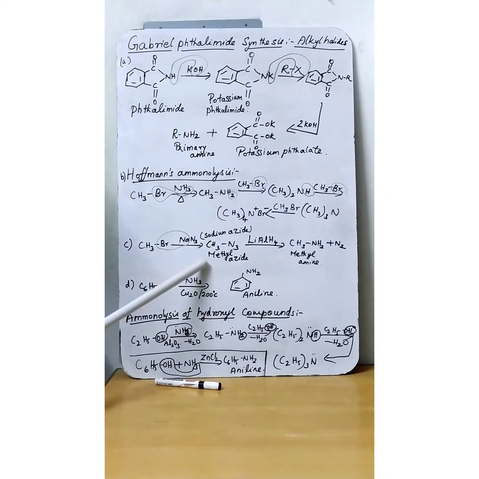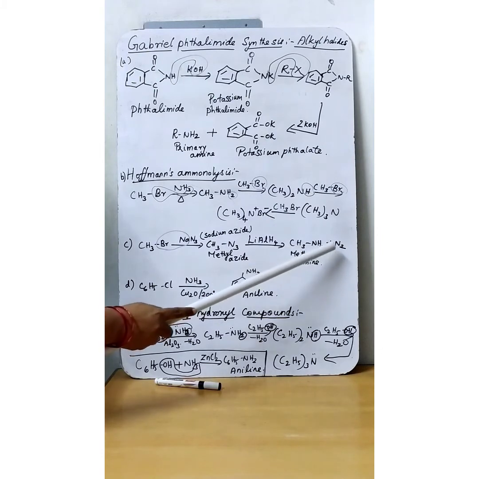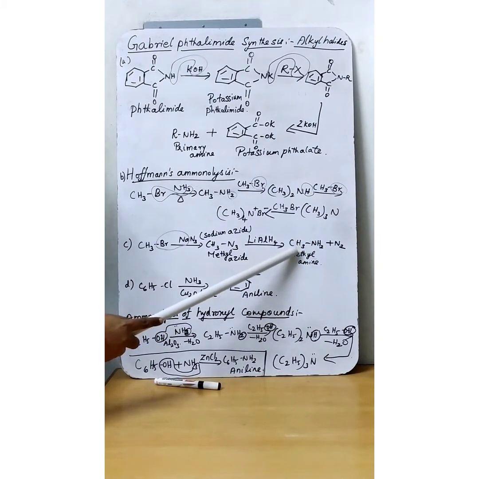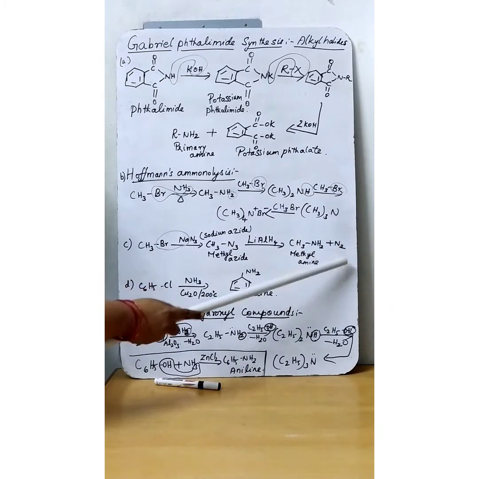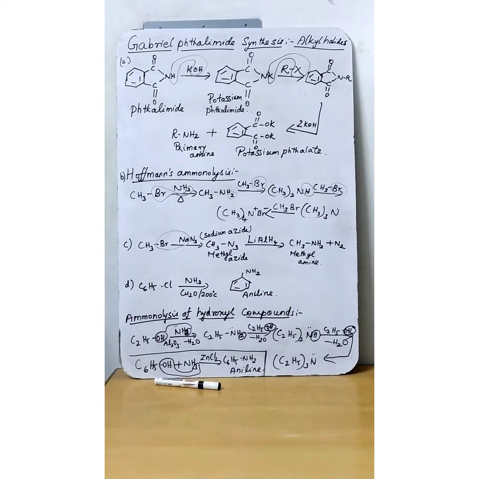This methyl azide will undergo reduction. What's the meaning of reduction? Addition of hydrogen. So with one nitrogen, 2 hydrogen will be added, and the final product is methyl amine, nothing but a primary amine. The name of this compound in the IUPAC system is methanamine. And the balance 2 nitrogen will be removed as N2.